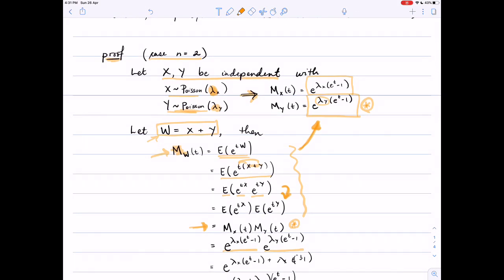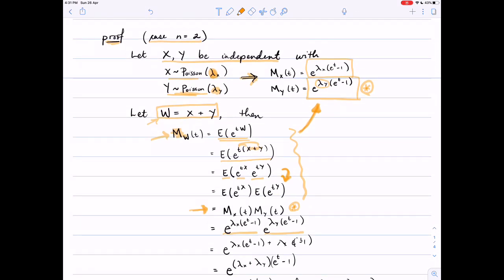We don't recognize it as anything yet, but if we clean this up a little bit, let's be careful here and write this a little bit more cleanly. Using a law of exponents, for the same base I can add the exponents. So we have lambda sub x times e to the t minus 1 plus lambda sub y times e to the t minus 1. And then using just a little bit of algebra, this factor is in common, so factor it out, and you end up getting lambda sub x plus lambda sub y.